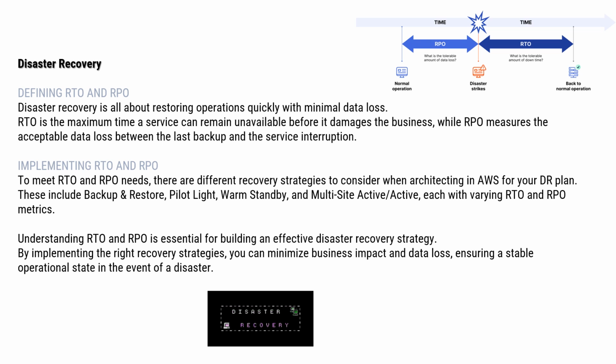To meet RTO and RPO needs, there are different recovery strategies to consider when architecting in AWS for your DR plan. These include backup and restore, pilot light, warm standby, and multi-site active, each with varying RTO and RPO metrics. Understanding RTO and RPO is essential for building an effective disaster recovery strategy. By implementing the right recovery strategies, you can minimize business impact and data loss, ensuring a stable operational state in the event of disaster.